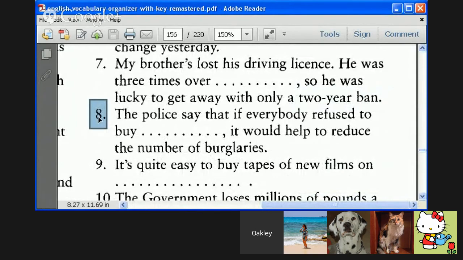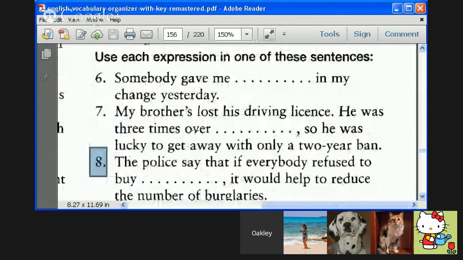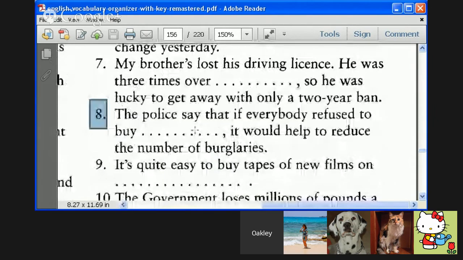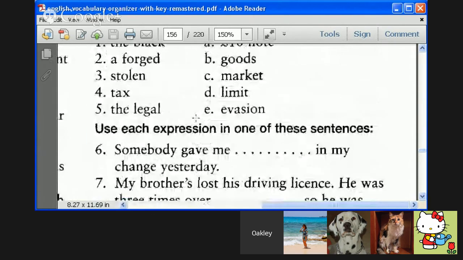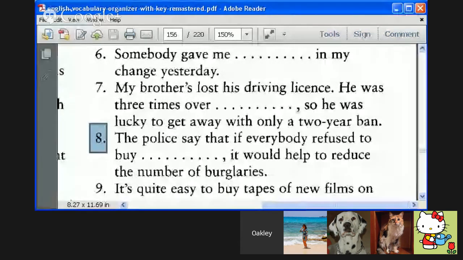Heidi, number 8. The police say that if everybody refused to buy, it would help to reduce the number of burglaries. Yeah. All right. If people refuse to buy what? Stolen goods. Yeah, for sure. Who do you buy stolen goods from, Heidi? Do you know this word?